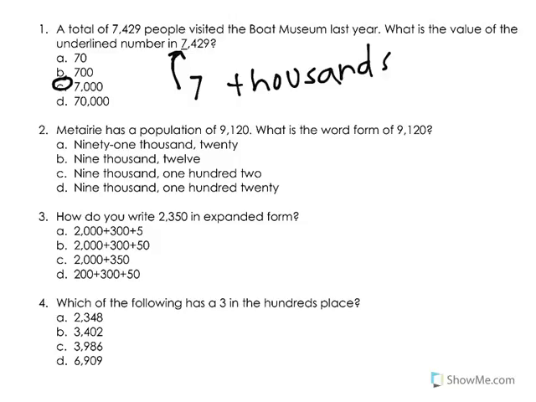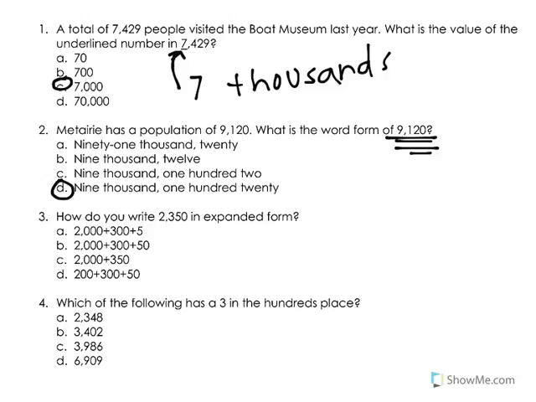Metairie has a population of 9,120. What is the word form of 9,120? This is assessing that students can read numbers in standard form correctly and then identify the word form. So 9,120, that's D. They do put in some tricky language here, or they try to trick you with 100 too. They show you all the letters, the numbers that are in the word. So you want to make sure that you're reading really carefully for these.